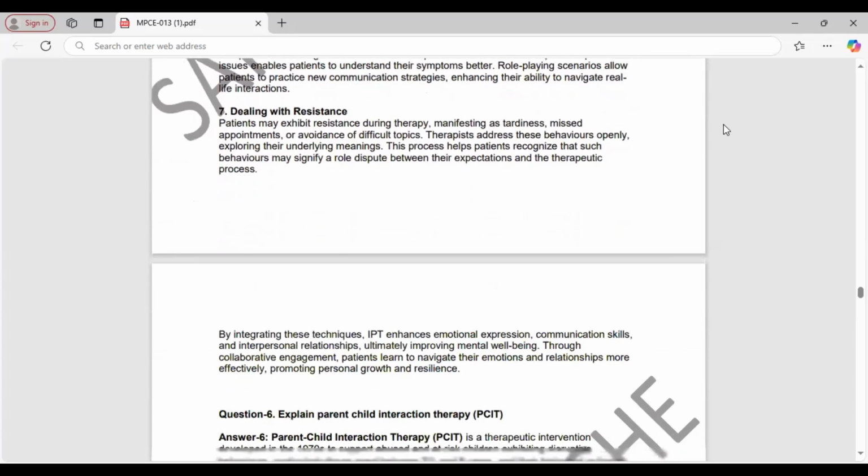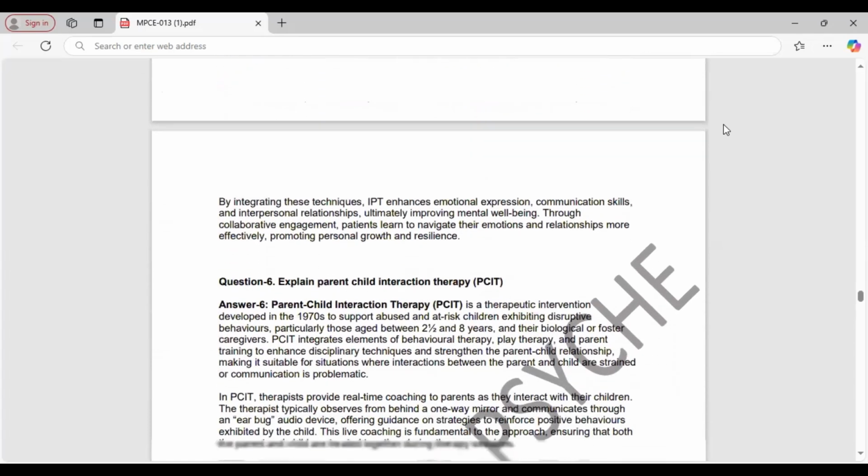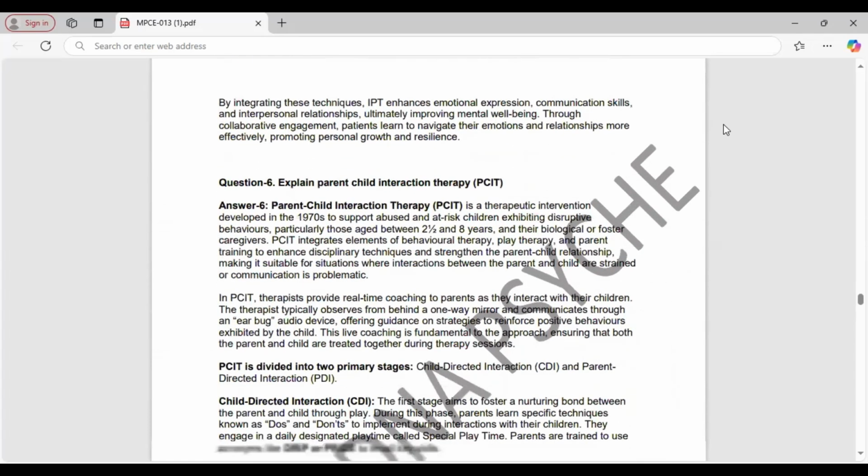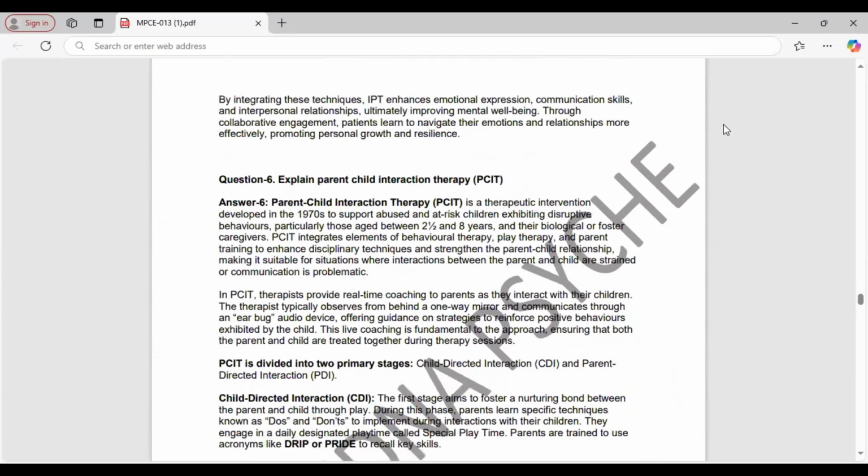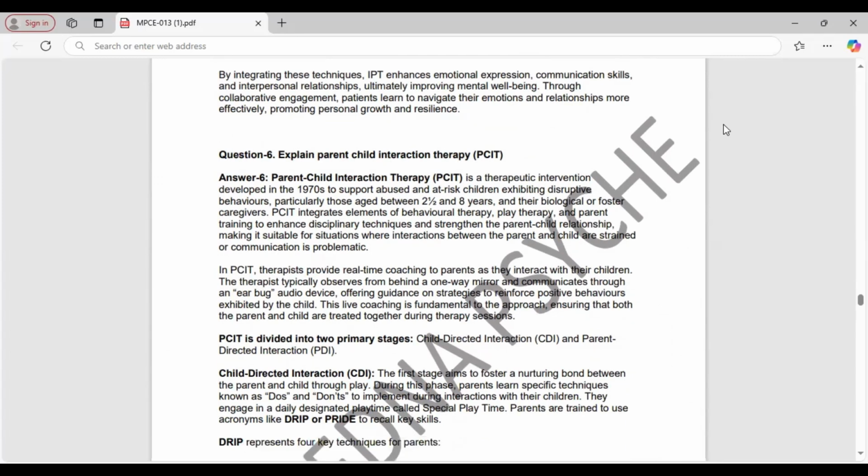Question 6. Explain parent-child interaction therapy or PCIT. Parent-child interaction therapy aims at supporting abused and at-risk children, particularly aged between 2.5 to 8 years, along with their caregivers. Developed in the 1970s, PCIT combines behavioral therapy, play therapy, and parent training to improve disciplinary techniques and strengthen the parent-child relationship, especially when communication is strained.